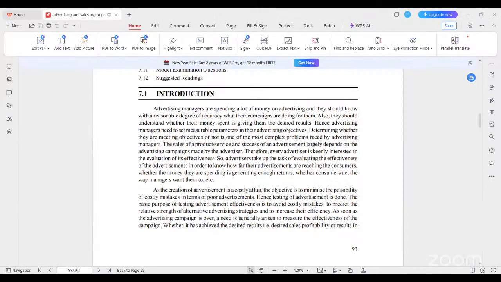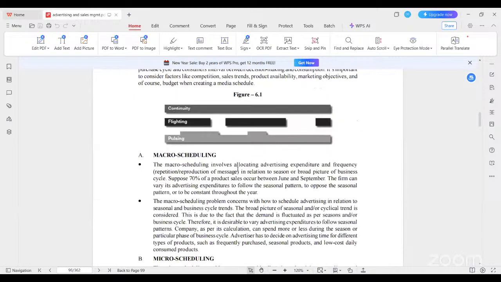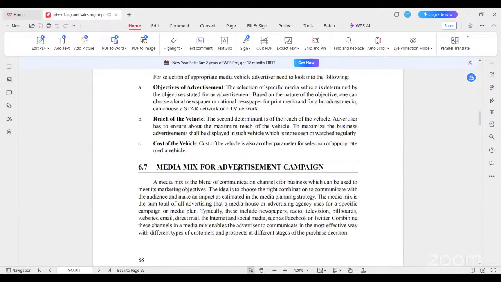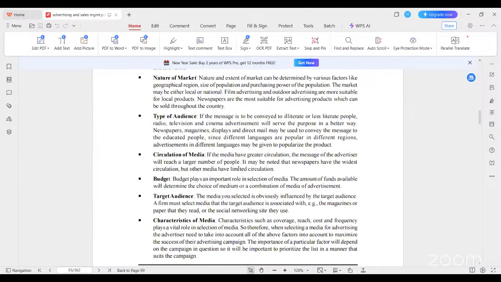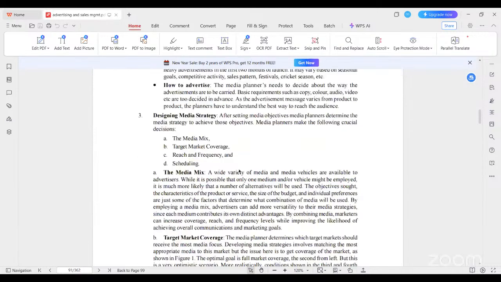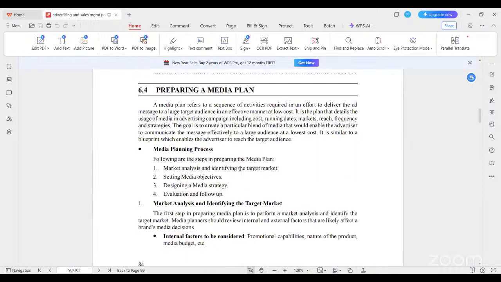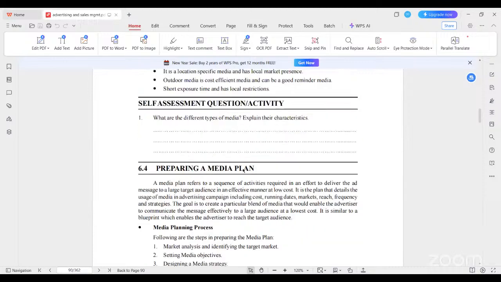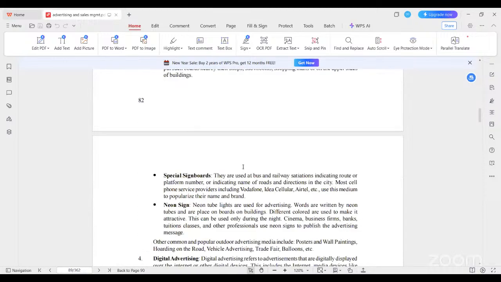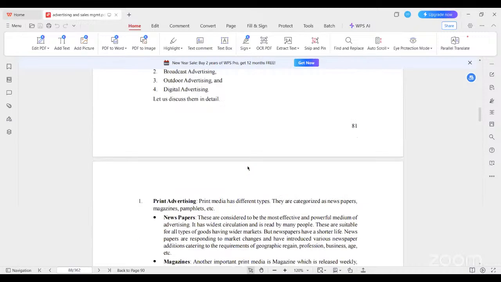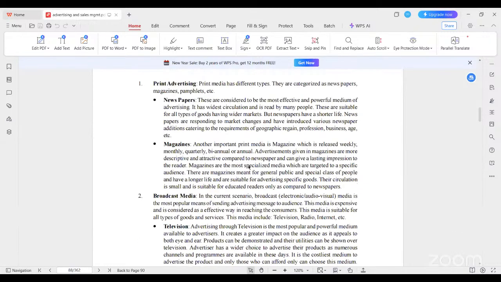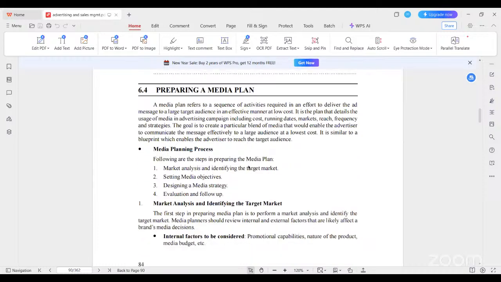Yes, students, in the previous class we discussed what advertising is, what the different types of advertising are, and why advertising management is very important. All these we have understood in our previous class. Today we are going to discuss the various media, which we also touched on in our previous class. Today we will discuss how to prepare a media plan.